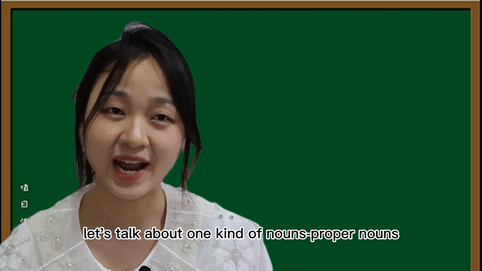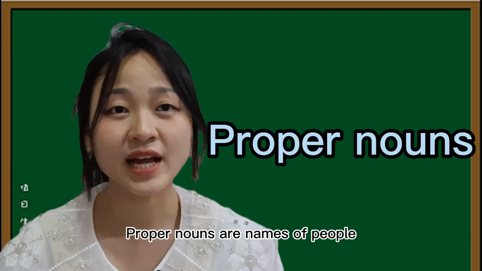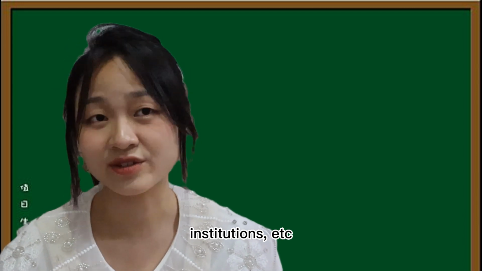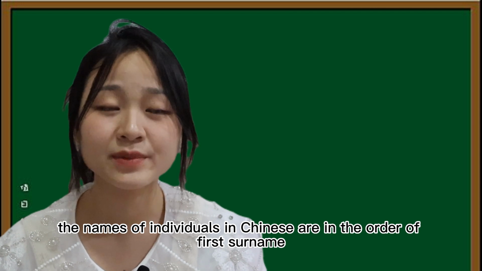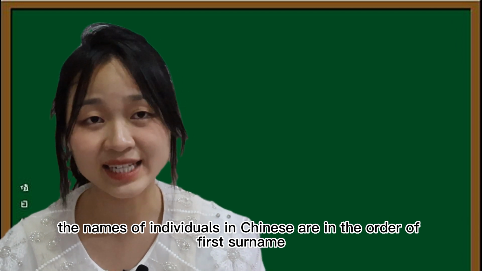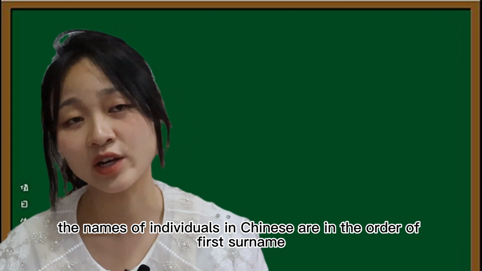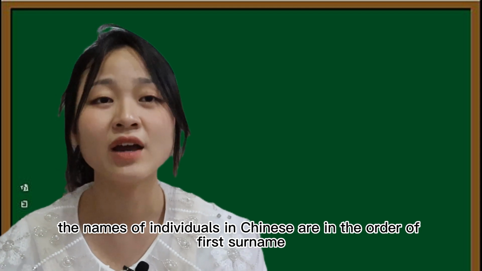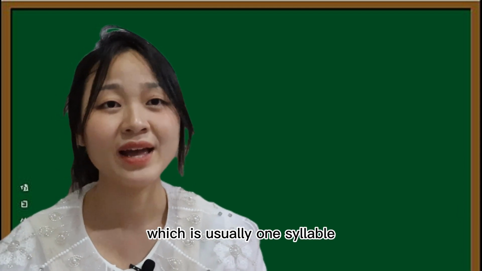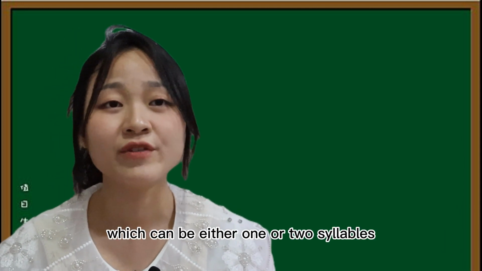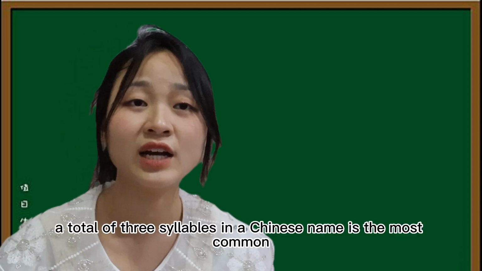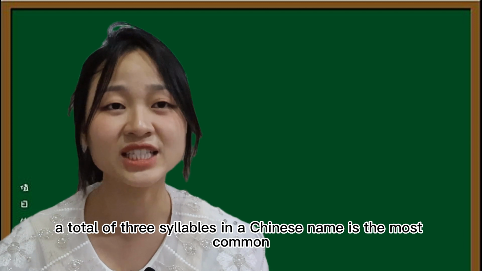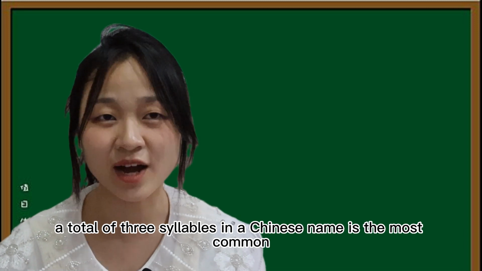Now let's talk about one kind of noun: proper nouns. Proper nouns are names of people, places, institutions, etc. Contrary to English practice, the names of individuals in Chinese are in the order of first surname, which is usually one syllable, and then chosen name, which can be either one or two syllables. Therefore, a total of three syllables in a Chinese name is the most common.